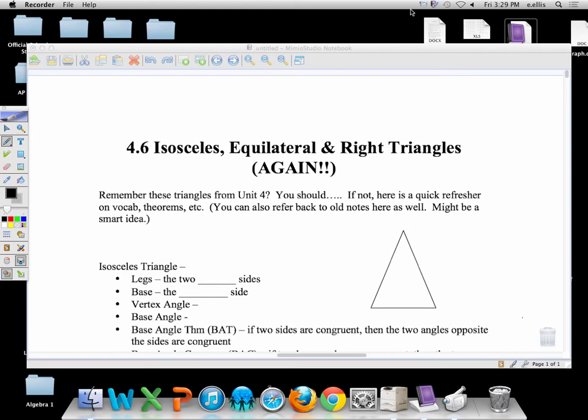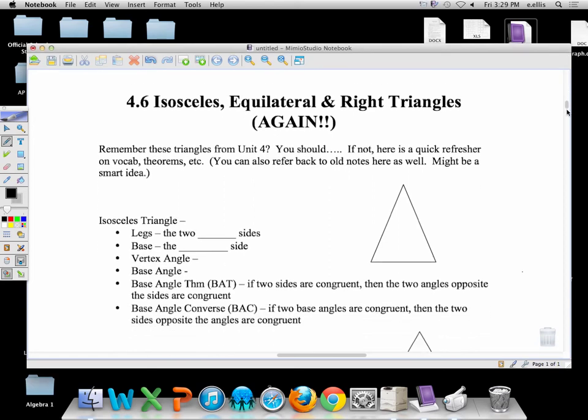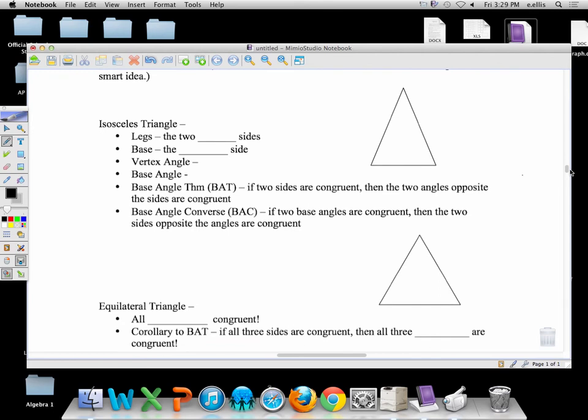your book. Now, real quick, an isosceles triangle. We have a lot of good vocabulary with these. Legs, they are two congruent sides. The base, that is your non-congruent side. Your vertex angle is an angle formed by the two congruent sides. And a base angle is the angle, let's say, on either end of the base. I think that's going to be the easiest way for you to remember them.